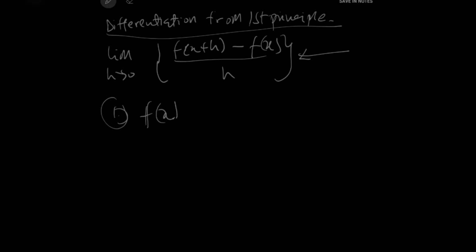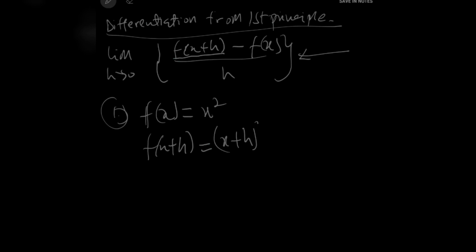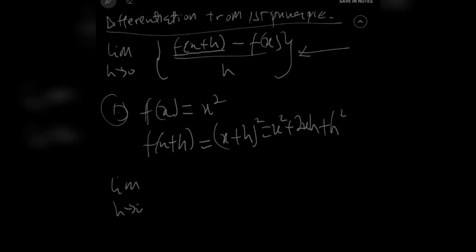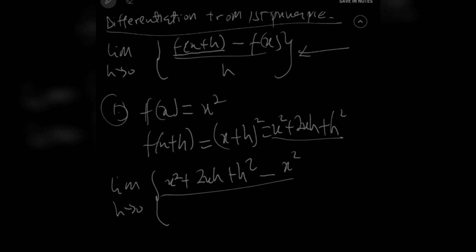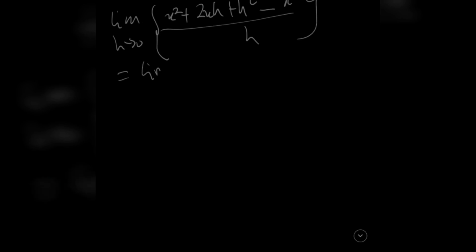Okay, so for our first example, let's say we have f of x equals x squared. Looking at the formula, we will need f of x plus h, and this can be found by just replacing x with x plus h, all squared, to get x squared plus 2xh plus h squared. Inserting this into the formula, the limit as h approaches 0 of f of x plus h, so we get x squared plus 2xh plus h squared, then minus f of x, which is x squared, all over h.